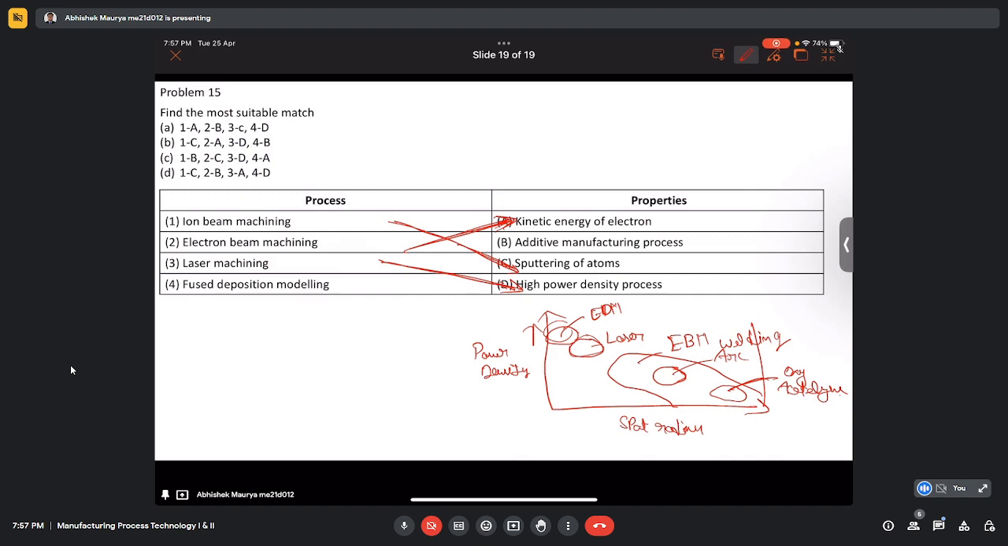And now coming to fused deposition modeling, yes, it was an additive manufacturing technique where a wire of polymer is melted locally and deposited layer by layer in order to manufacture the required component. So it is an additive manufacturing process. Now let's see which is the correct match. First C, second A, third D, fourth B. Yes, option B is the correct.